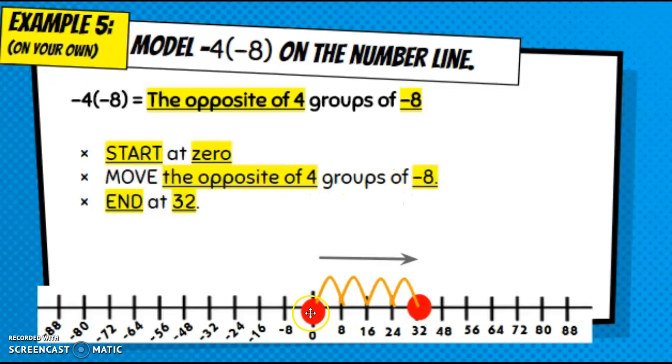Again, moving negative groups would take me to the left, but the opposite of that would take me in the positive direction to the right. So I have my groups. 1 group of negative 8, 2 groups, 3 groups, 4 groups, and you end at 32. This is why a negative times a negative is a positive. You are moving in the opposite direction of a negative on the number line.